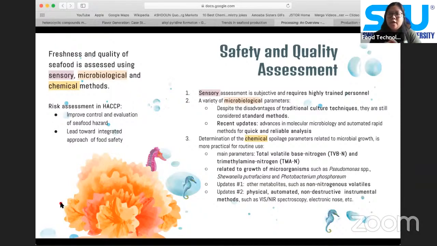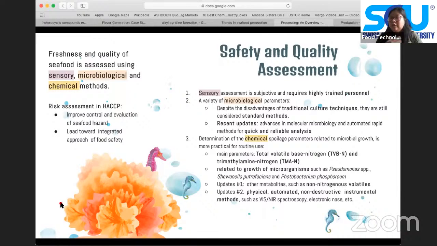Microbiological assessment. Microbiological assessment, like the traditional culture technique, is slow and laborious. But despite the disadvantages, it is still considered a standard method for seafood safety. The recent updates in microbiological quality assessment are the application of advanced molecular microbiology methods, and also automated rapid methods for quick and reliable analysis.